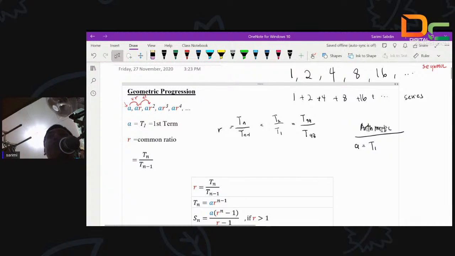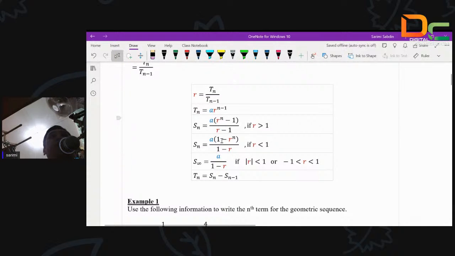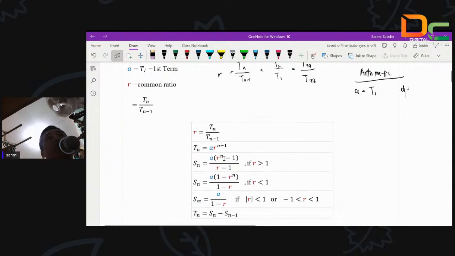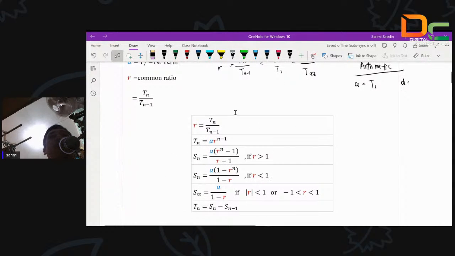But the difference between arithmetic and geometric is that the geometric sequence has a common ratio, while for arithmetic, we have a common difference, which is D. So that's the difference between geometric and arithmetic progression. Alright, so maybe I don't have to discuss a lot about this. Basically in geometric progression, we have several formulas that you need to know. The first one is how to find the common ratio. So the common ratio, like I told you before, is Tn over Tn minus 1.